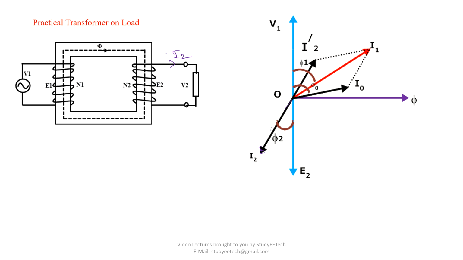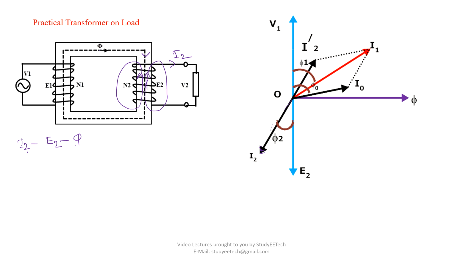Understand this point clearly. Whenever I2 is flowing, I2 has to oppose its origin. What is the origin of I2? I2 is developed due to E2. E2 is developed due to phi. So I2 has to oppose the phi. How will I2 oppose phi? It will develop its own flux, called the secondary flux. The main flux is downwards, and it will develop its own flux in this direction so that it can oppose it. So Lenz's law is satisfied.